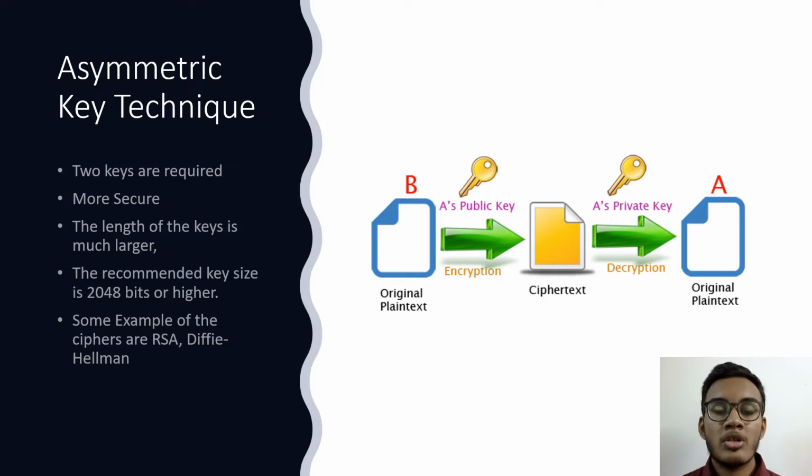The image shows that the sender uses the receiver's public key to encrypt the original data or the plain text into the cipher text. The receiver uses his private key to decrypt the cipher text into the original text.